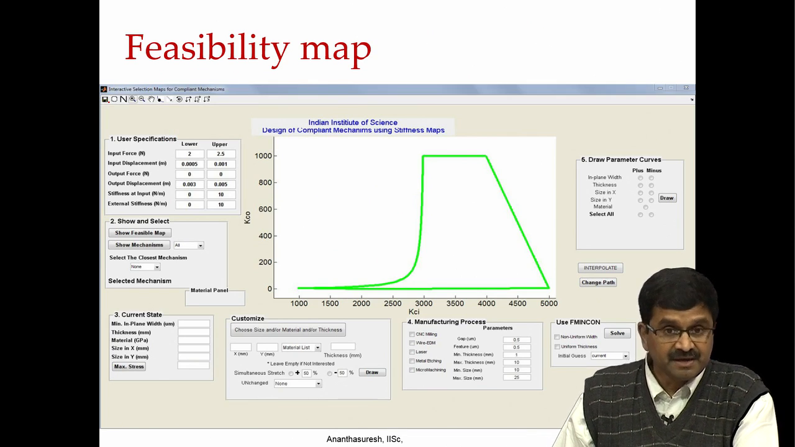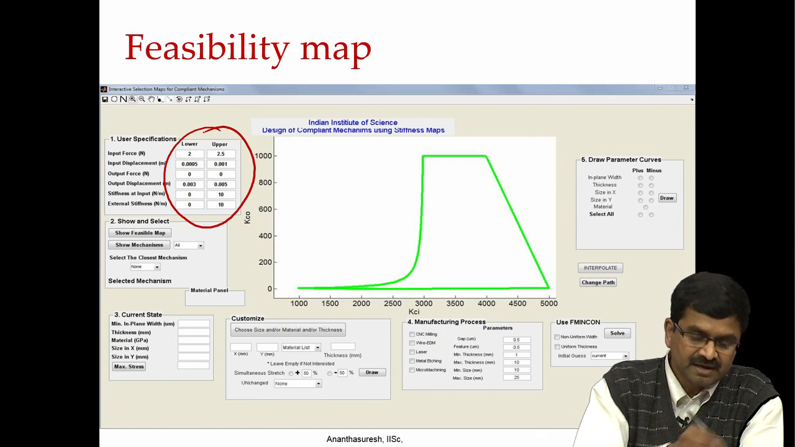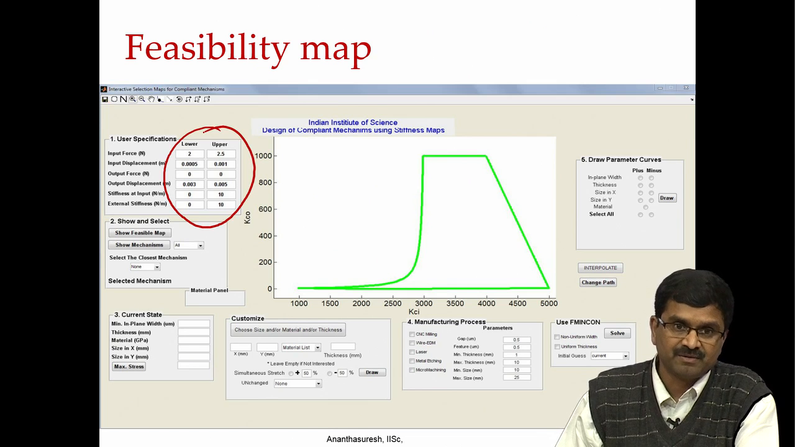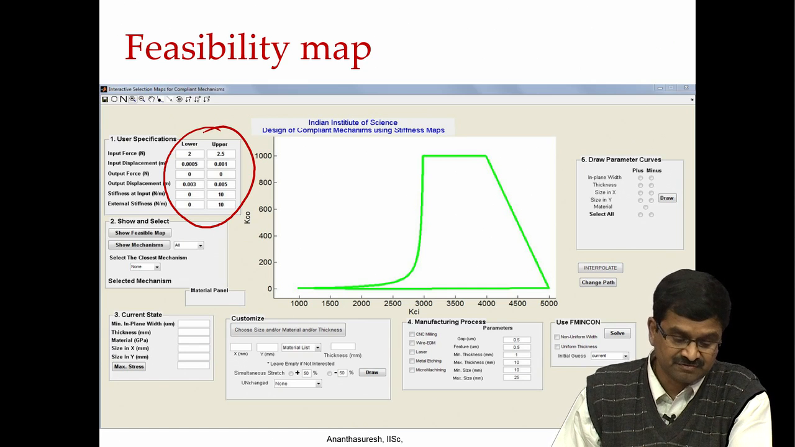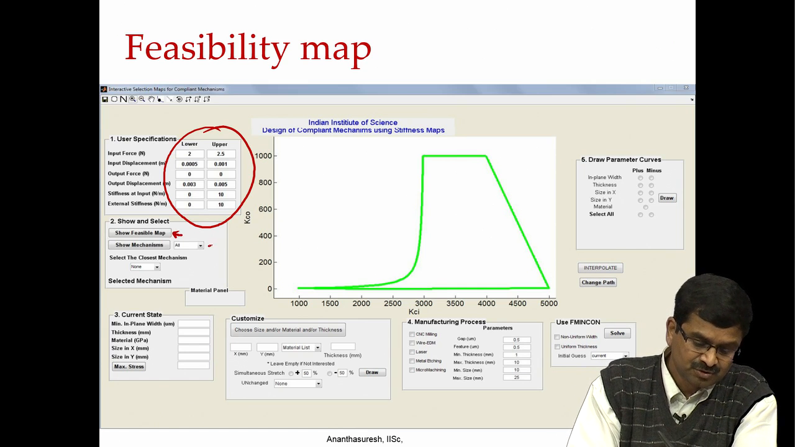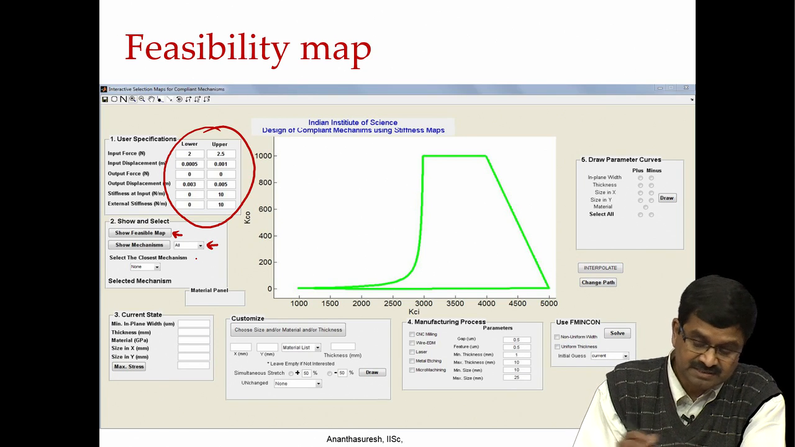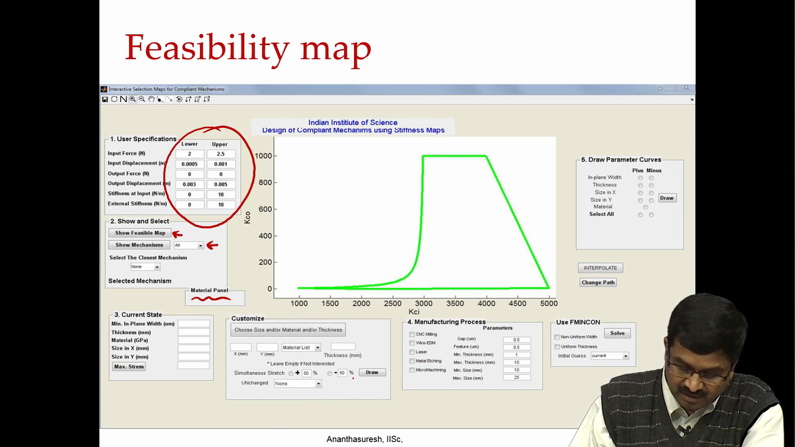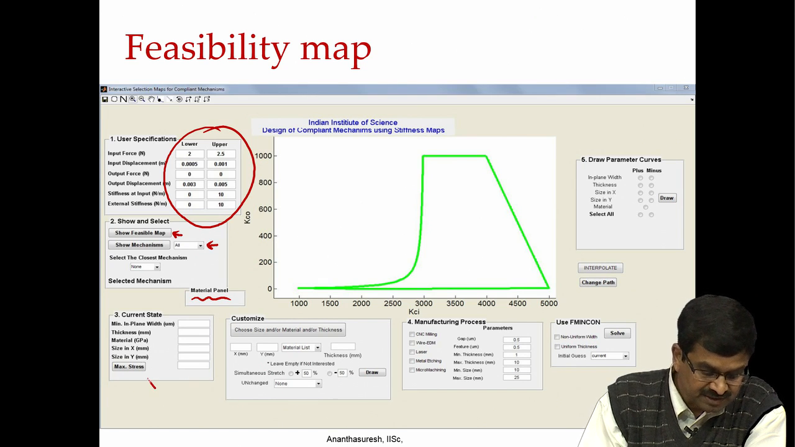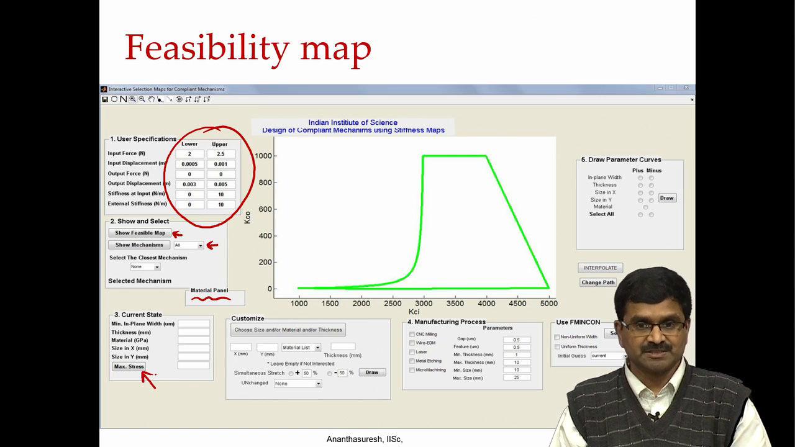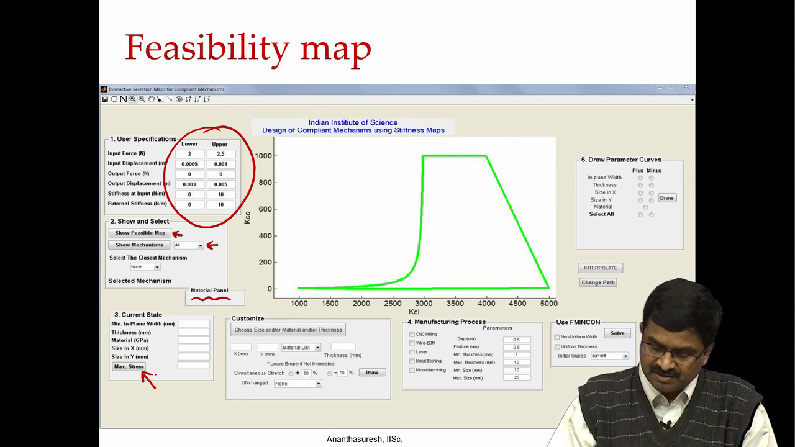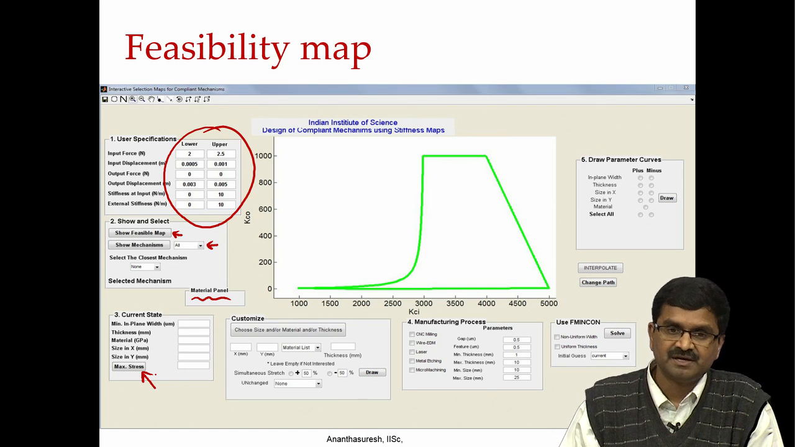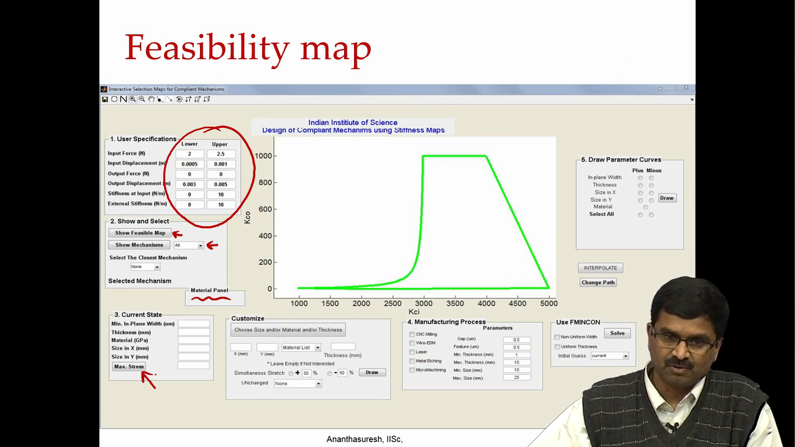So, there are many other features. This is where our user would input the requirements, that is F in, U in, F out, U out, actuator stiffness Ka and external stiffness, and then show the feasible map, show the mechanisms, and we can select a mechanism that we like and look at what material it is made of. We can also learn about the maximum stress: if you press this button, it will show you the maximum stress, and you can learn a lot about the mechanism. There are a few more things related to manufacturing aspects that we will discuss as we go along.